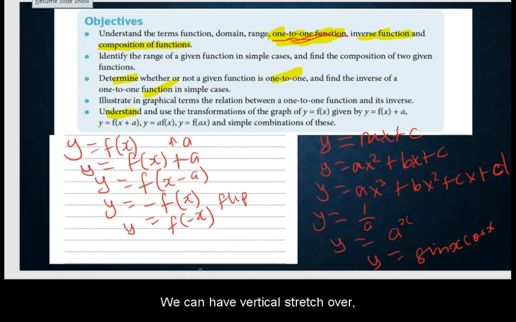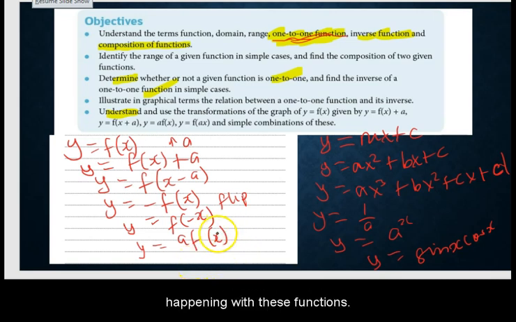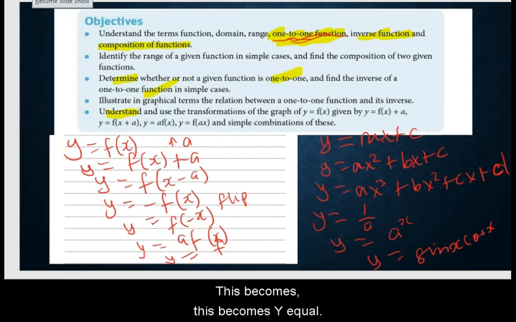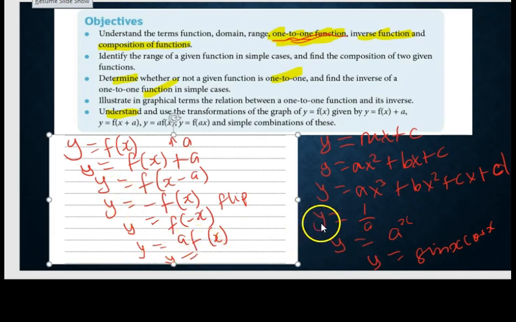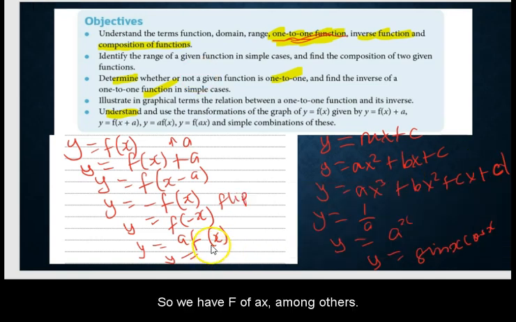We can have a vertical stretch, y equals a f of x. So you should be able to understand what is happening with these functions. We have also a horizontal stretch of a graph, y equals f of ax, among others.